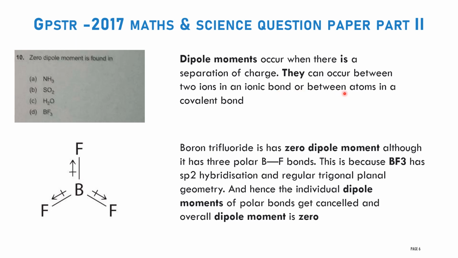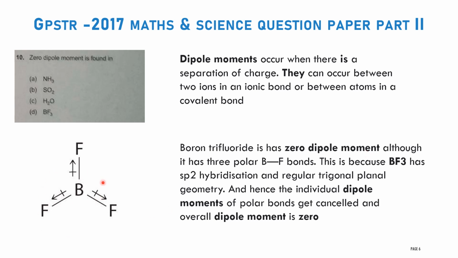It can also be observed between atoms in a covalent bond, when there is a separation of charges between the atoms. One thing you have to remember: dipole moment can be observed in both ionic bonds and covalent bonds. Now consider the case of BF3. I already mentioned BF3 has zero dipole moment. Why does it have zero dipole moment? Let us discuss in detail.